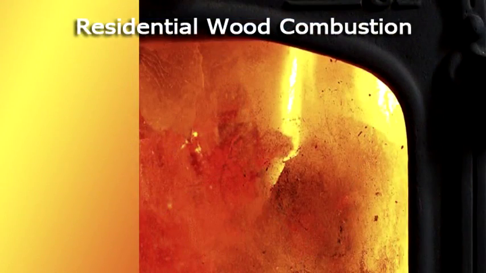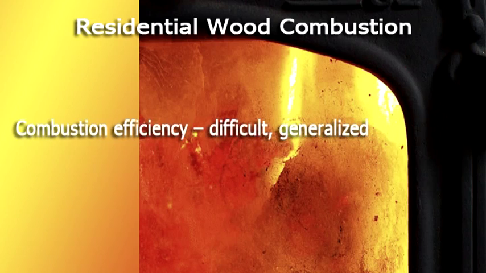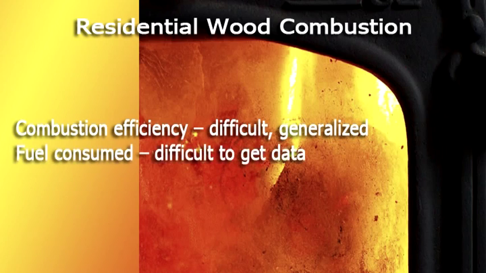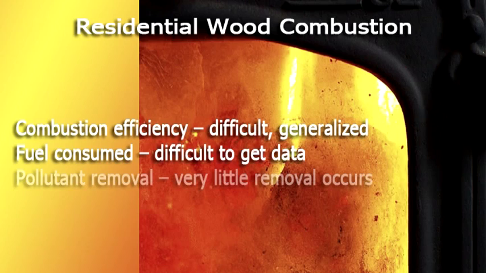Let's look at these categories and the difficulties they present in more detail. First, residential wood combustion. The combustion efficiency of residential wood combustion is very difficult to estimate since people operate their appliances differently. Therefore, the inventory usually depends on generalized assumptions. Fuel consumption is difficult data to get because burning habits differ among households, and many households cut and split their own wood. Very little pollutant removal occurs in residential wood combustion.